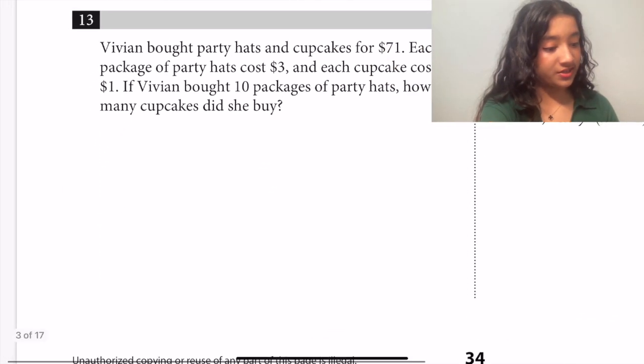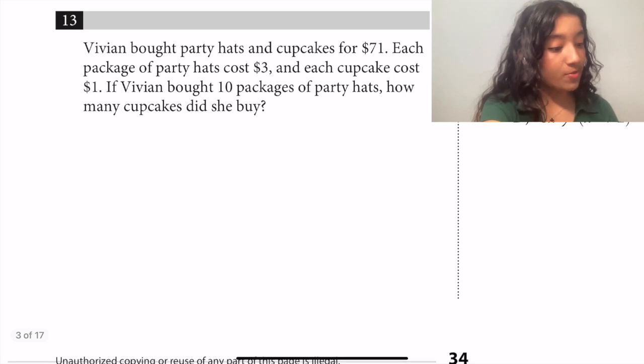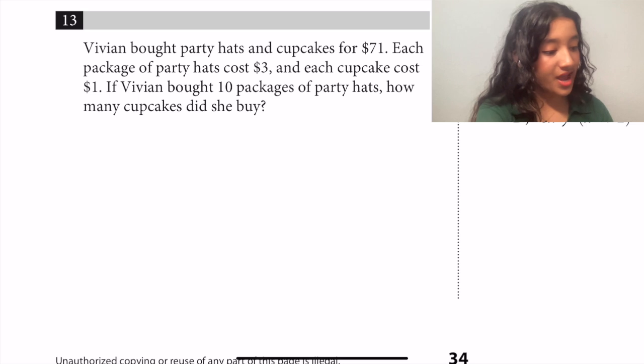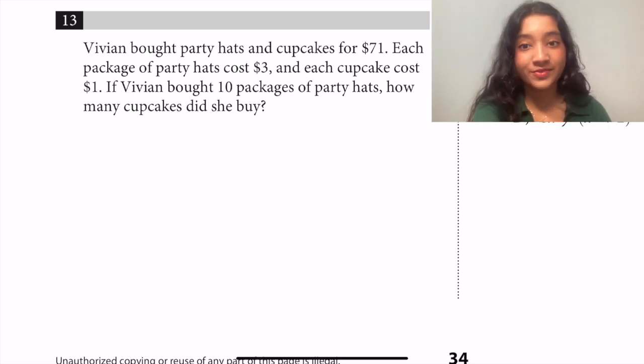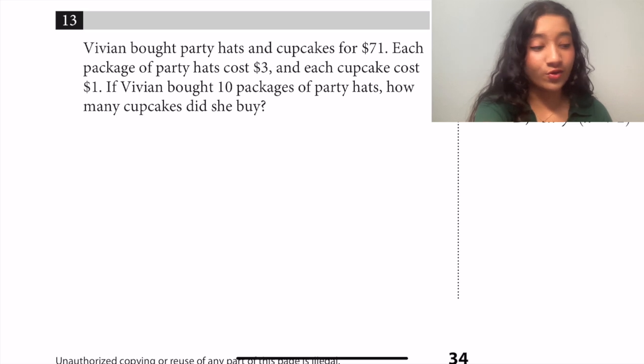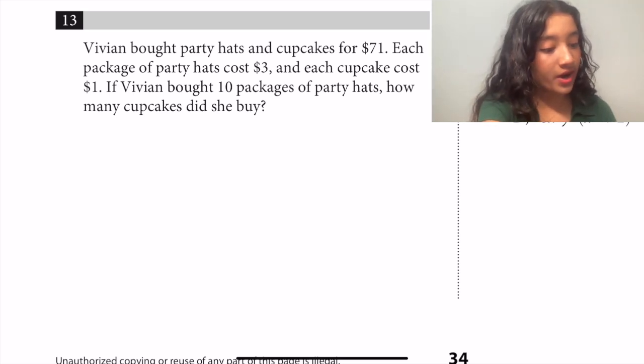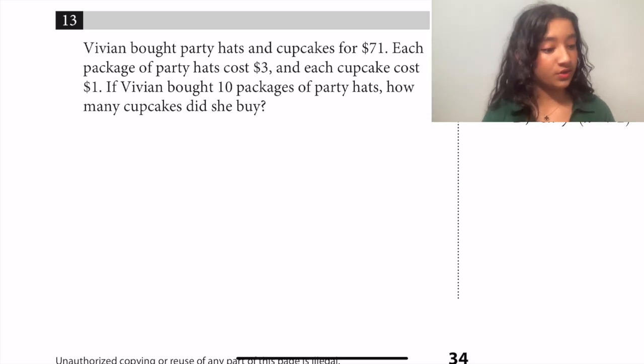Okay, question 13. Vivian bought party hats and cupcakes for $71. Each package of party hats cost $3 and each cupcake cost $1. If Vivian bought 10 packages of party hats, how many cupcakes did she buy? So this is a system of equations problem. So we want to write an equation that represents the information we're given.